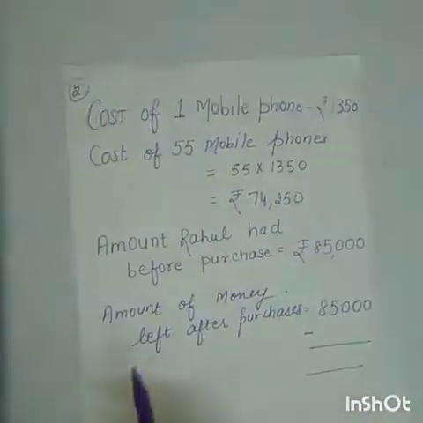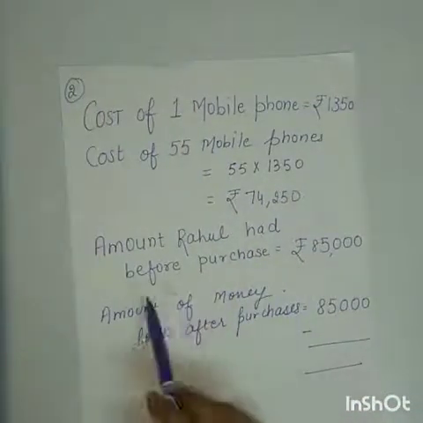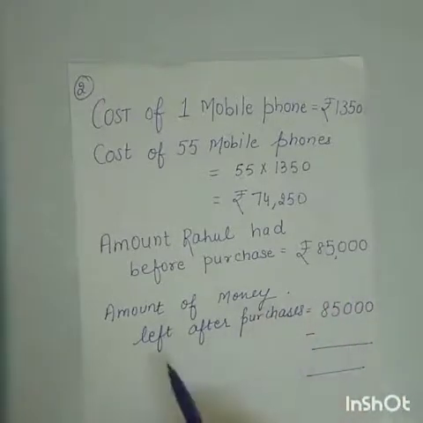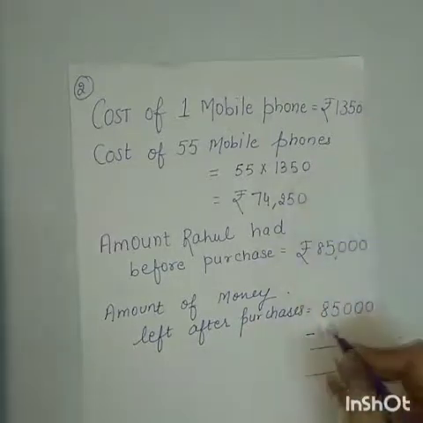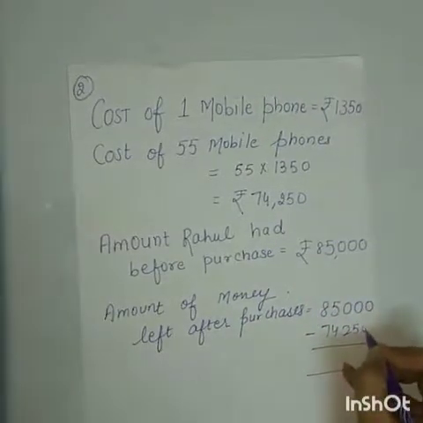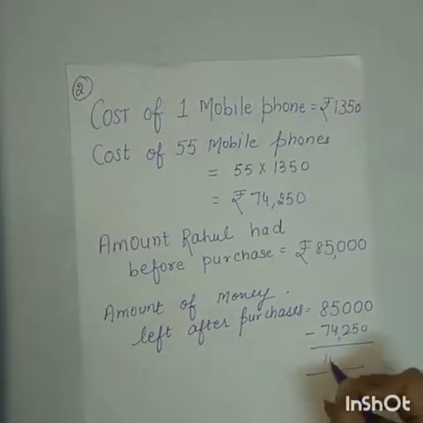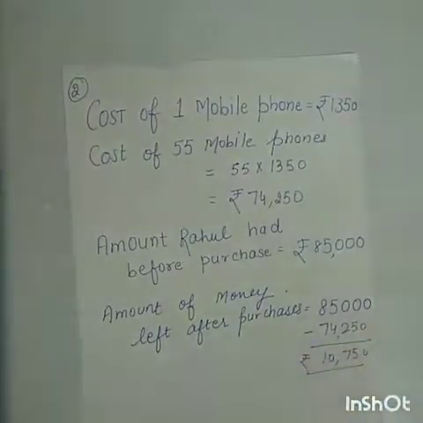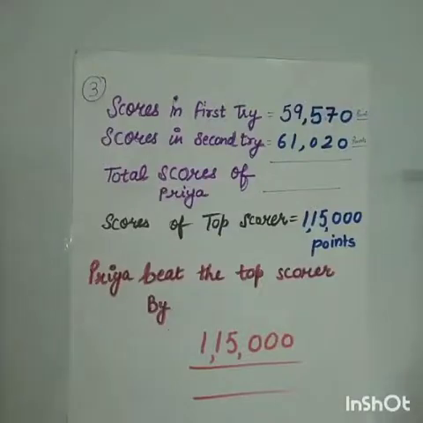74,250. Amount that Rahul had before purchases is rupees 85,000. Amount of money left after the purchases will be 85,000 minus 74,250, that is equivalent to 10,750 rupees.